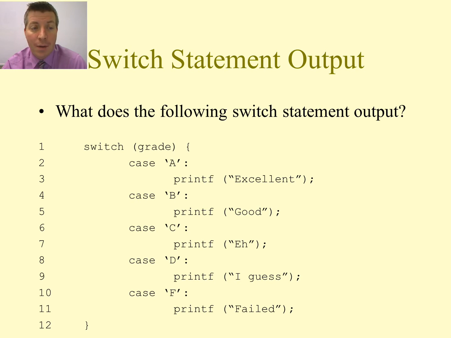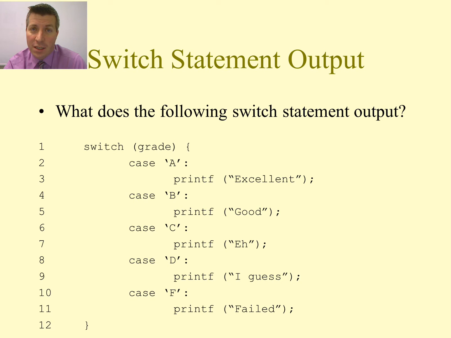any of the bodies. However, since we do not have any break statements in here, let's start off with the D. If the grade actually was a capital D, it's going to print out I guess, and then we are not going to check any of the other cases. Instead, we are just going to assume that all of the other cases are true. So we're going to print out I guess, and then immediately after that, we're going to print out failed. So if a capital D was the grade, it's going to print out I guess followed by failed.